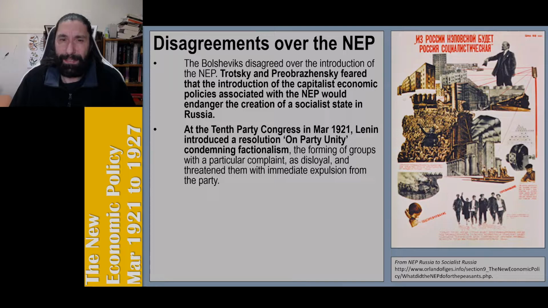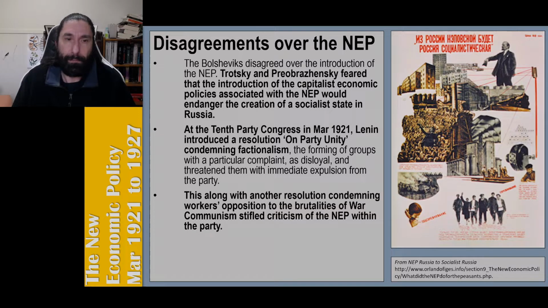So this resolution on party unity put an end to all factionalism, the forming of groups with a particular complaint, as disloyal, and threatened those who did this with immediate expulsion from the party. This, along with another resolution condemning the workers' opposition, that group set up by Alexandra Kollontai, to the brutalities of war communism, stifled criticism of the NEP within the party.